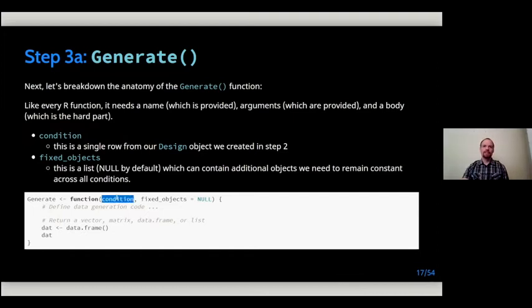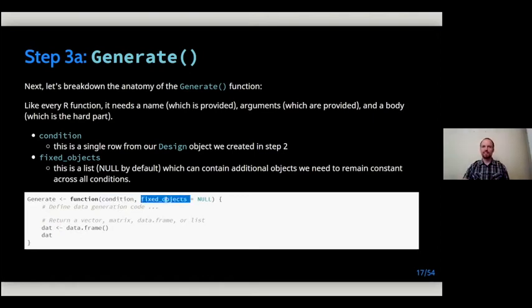So what we have here is the condition. You can think of that as our design object we just created. If we actually created that object and inspected it within RStudio, it would be a data frame with just a single row, because there's just one level for each one of those factors. And so what condition is, for any particular iteration of our generation, is it's going to take a slice of one row from our design object and pass it into the generate function, so we can use any of those values or levels of our factors to generate our data.